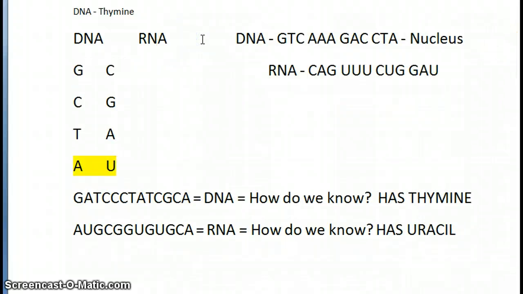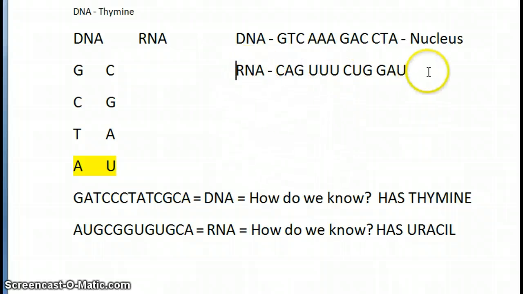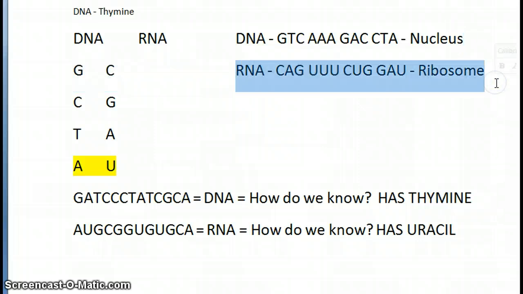This RNA would be made in the nucleus, but then travel to the ribosome. Now that we have this code, how do we know what amino acids this code would make? So what we're going to do is highlight this.